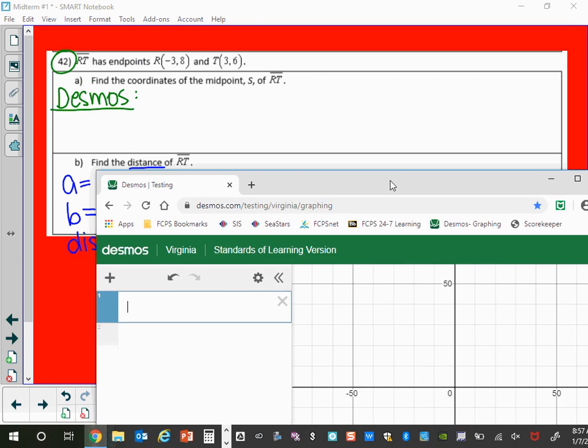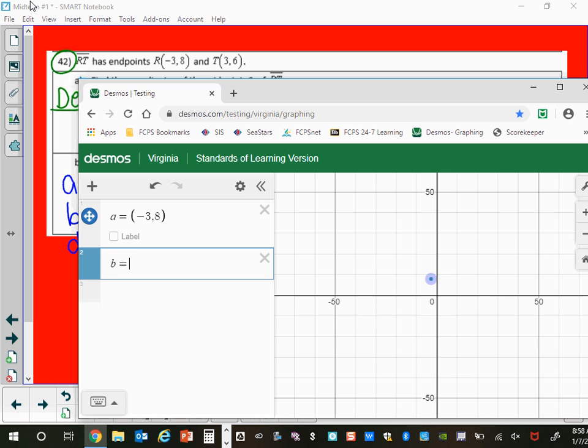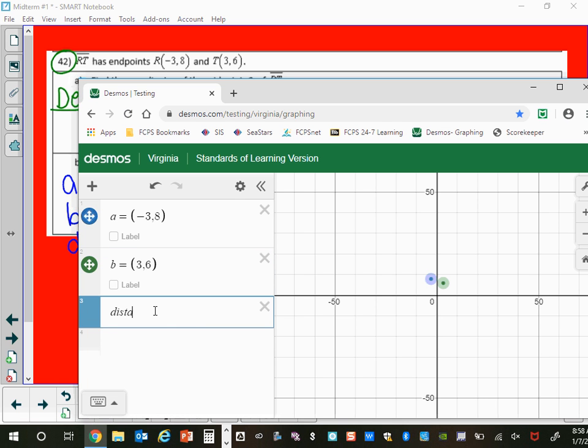All right, so we said my first point was negative 3/8. My second point was 3/6. And we're looking for the distance of AB. What distance did they give us? What's that number? 6.32. Let's go ahead and round to 2 decimal places. So my distance is 6.32.